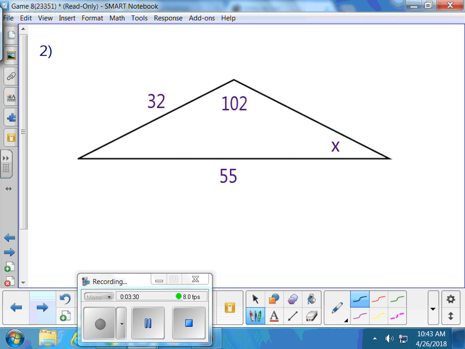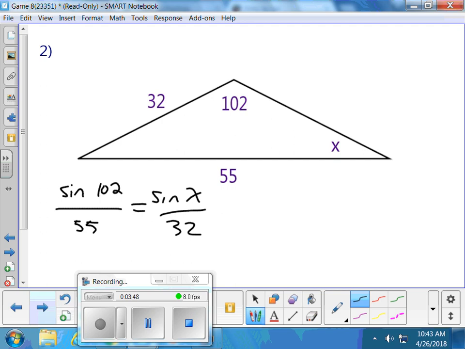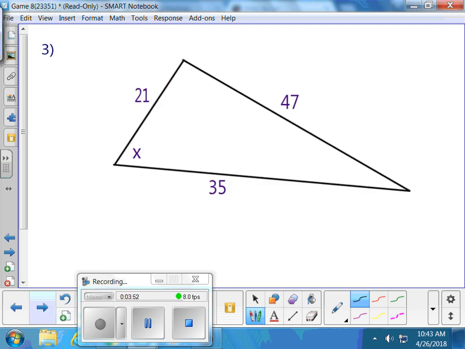Number 2, what would we use? Raise your hand if you have an idea. Carly? Awesome, we do have that complete set of partners. So we can go with the law of sines. We could partner the 102 up with the 55. We could partner the x up with the 32. Make sense? Good job.